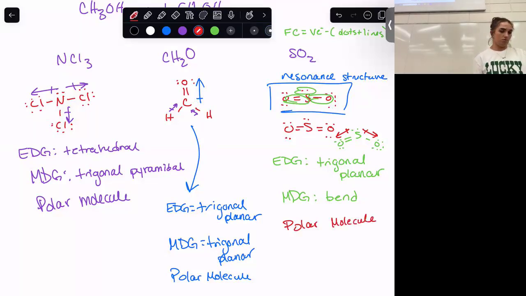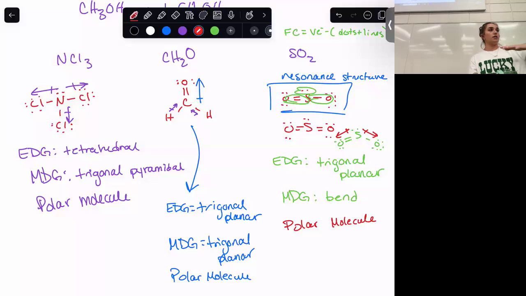Nitrogen will be more electropositive. That one's about 3.3, and then carbon's about 3.7 in terms of electronegativity.